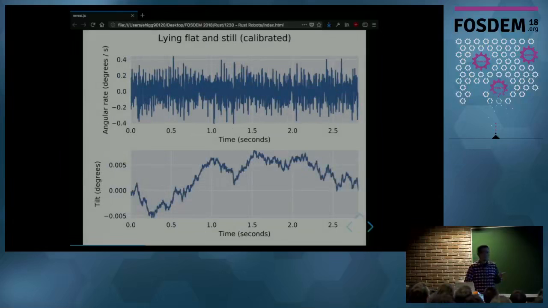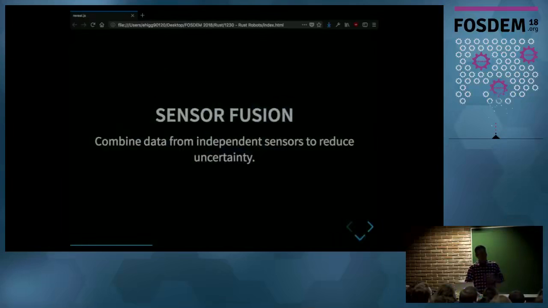And this is the data once the sensor has been calibrated, and now the angular rate is around 0. Once you compute the integral at the bottom, the angle is also around 0, which is the correct result you want. Now, the accelerometer and gyroscope have problems on their own, but what you can do is combine both measurements using a technique called sensor fusion to get a better estimate of the angle.